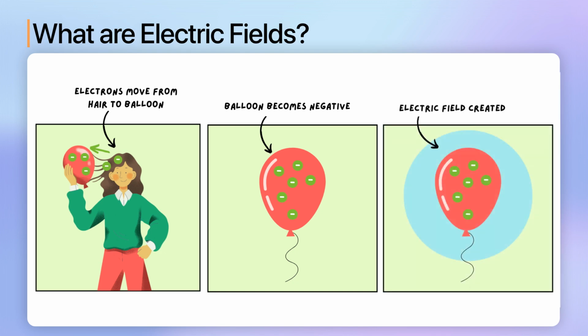The charged balloon creates an electric field around it, which is an invisible force field that can exert a force on other charged objects placed within it. The electric field exists in the space surrounding the balloon, even if there's no other charge nearby.